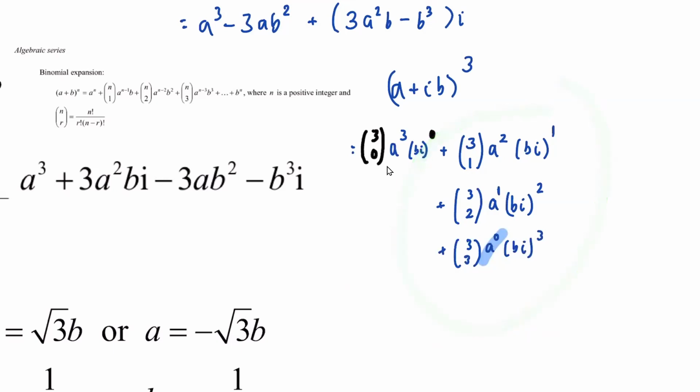Yes, I expanded it. So now we try to simplify. 3 choose 0, 3 choose 1, 3 choose 2, and 3 choose 3 is just 1, 3, 3, 1. You know how to type that in a calculator? No. Okay. Let me see how I can do this. So if I have c to the power of 4, I also use this binomial? Yes. Correct. Okay. Now you know.